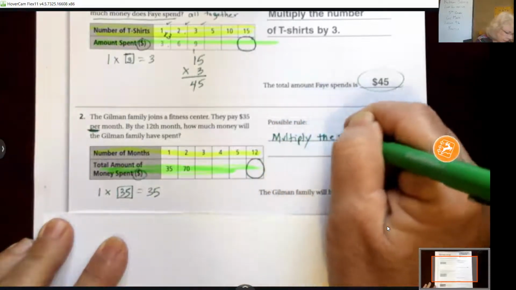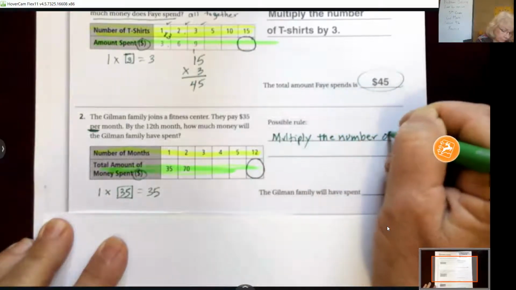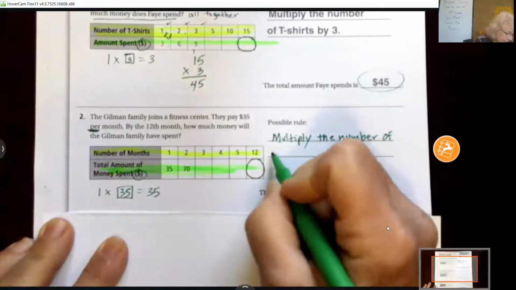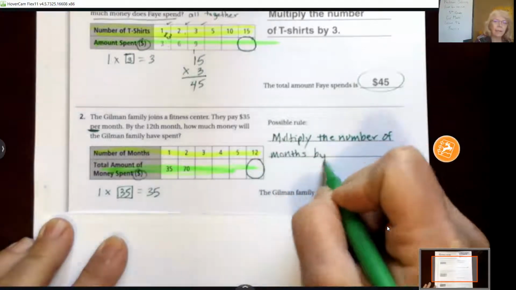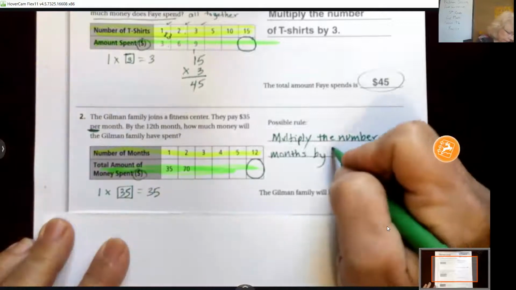So our possible rule here is to multiply the number of what? Are you paying attention? Are you watching? Number of months by, and what are we multiplying it by? Say it out loud. Yes, 35.